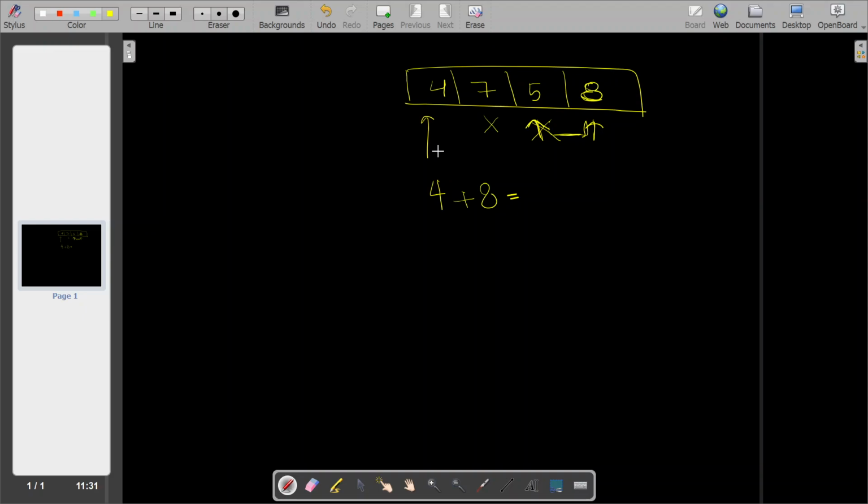If the thief doesn't get money from 4, he already knows if he gets money from 7 directly, what will be the total amount? He gets 7. Now as he gets from 7, he won't be able to get from 5, and he also gets 8. 7 plus 8, total money will be 15. Here total money will be 12. So the thief has to decide which houses he should loot or which houses he should not loot.